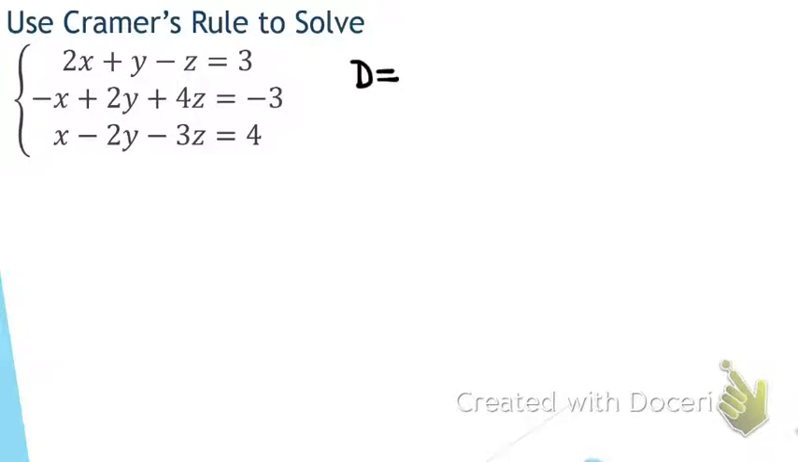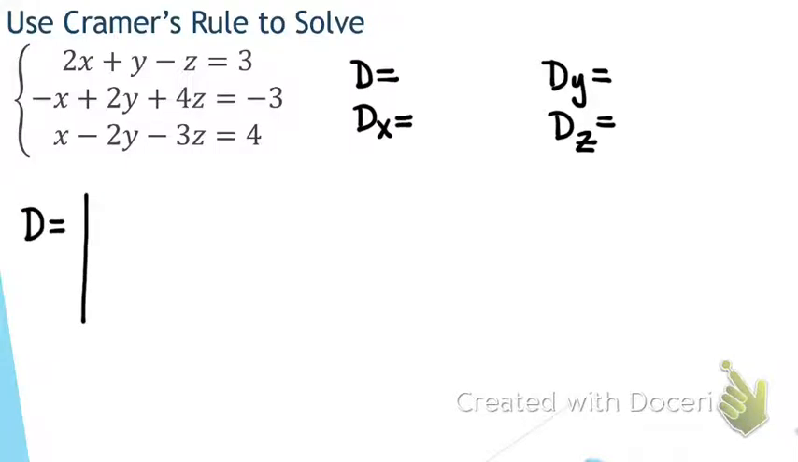Then we need to find the determinant for matrix D sub X. And then we need to find the determinant for matrix D sub Y. And then we need to find the determinant for matrix D sub Z. So we need to find 4. So let's make our first one. Our first 3x3 is for matrix D.